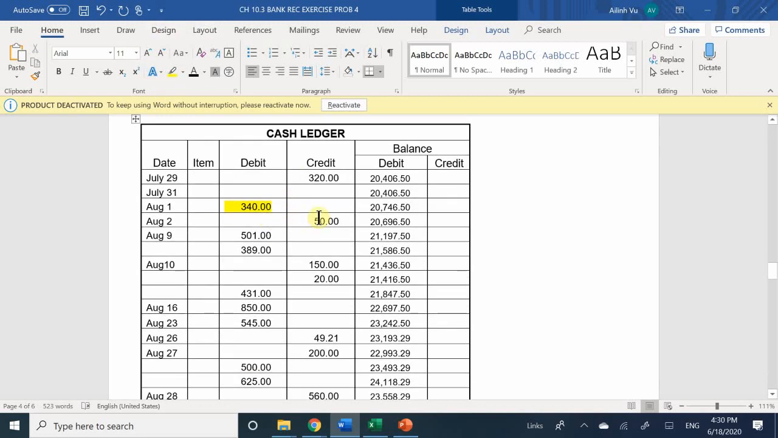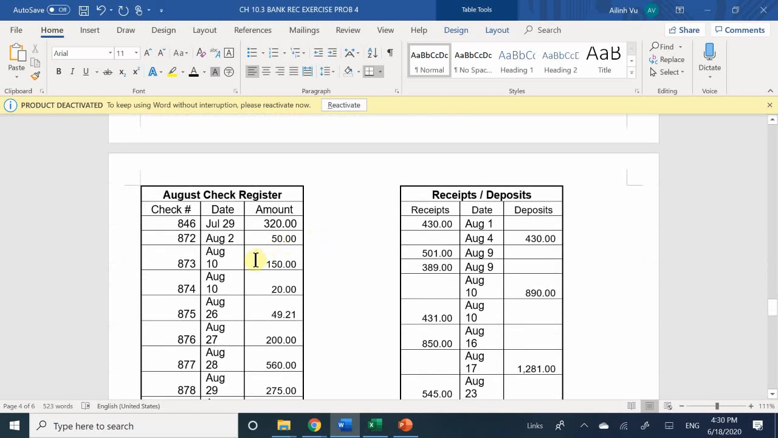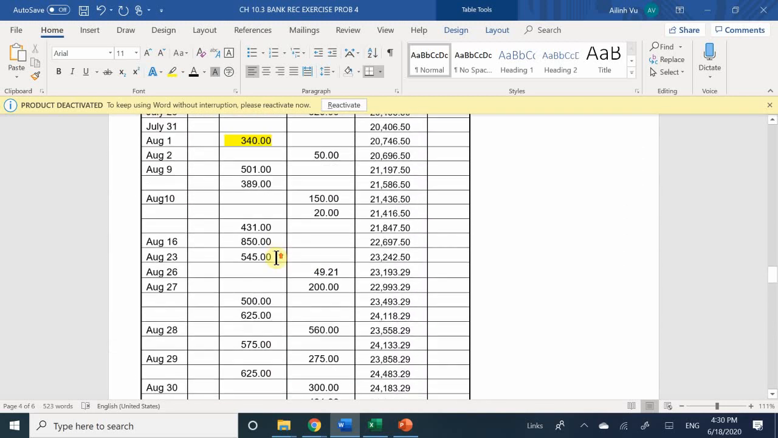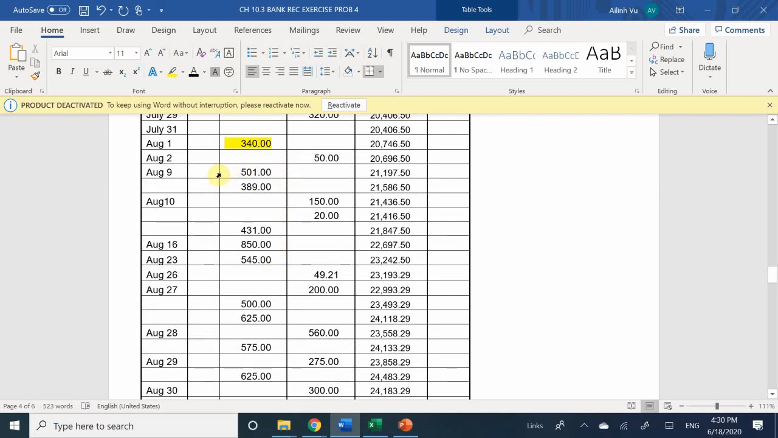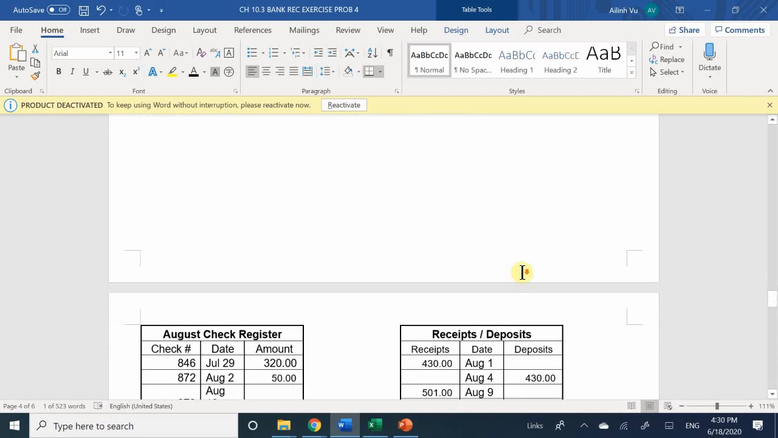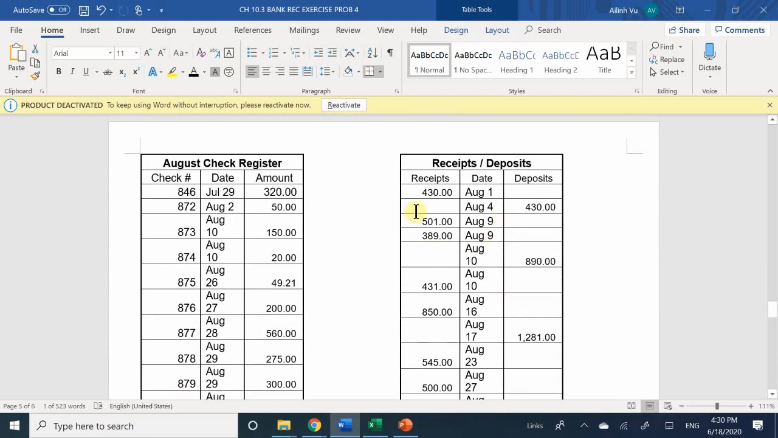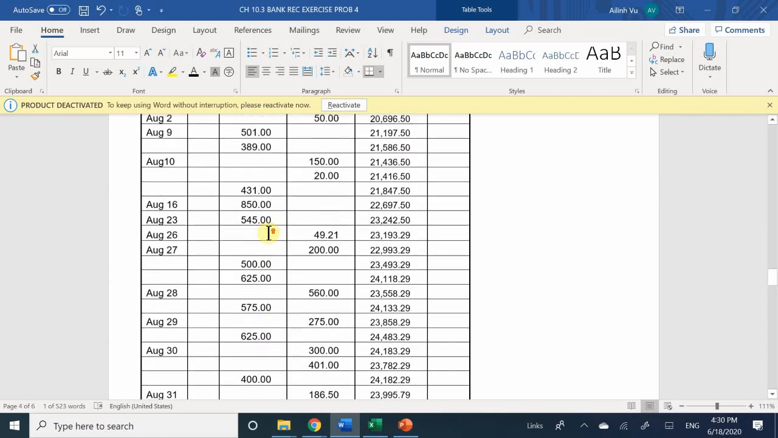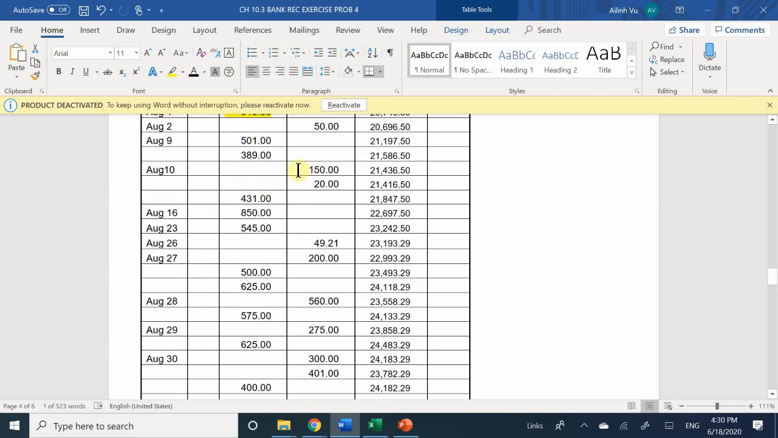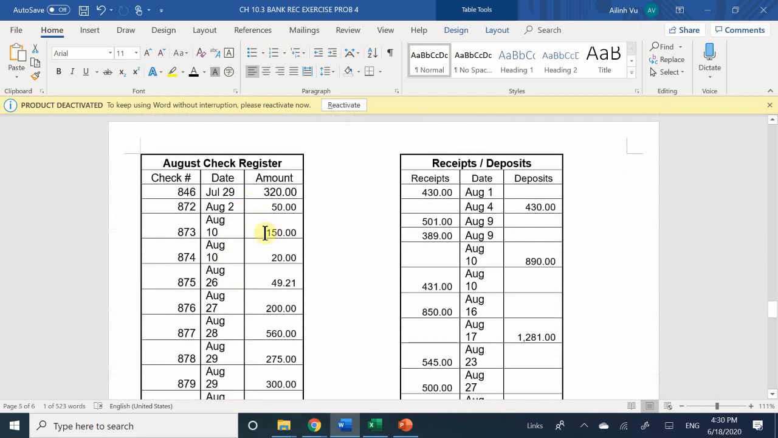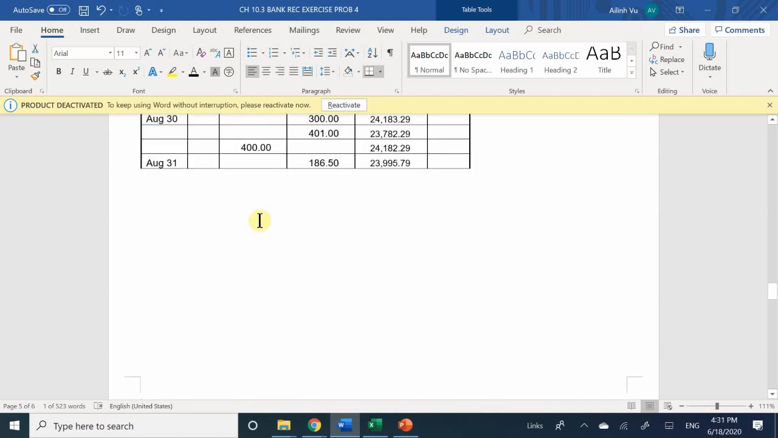Okay, so the next thing is I wrote a check for $50. Yes, I wrote my check for $50. Good. Next I'm going to validate. I deposited $500 here, and then I deposited $389 here. Let's double check that. So here's my 501 plus my 389, and that gives me a grand total of 890. So that is correct. Now the next thing is I wrote two checks for $150 here and a $20 here. Yes, $150 and $20.